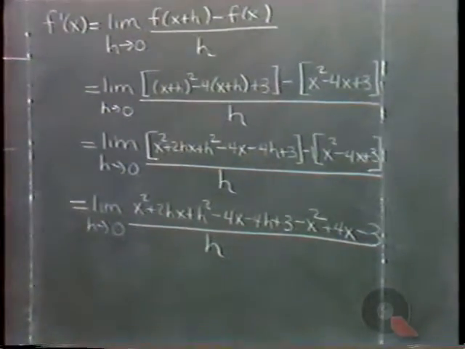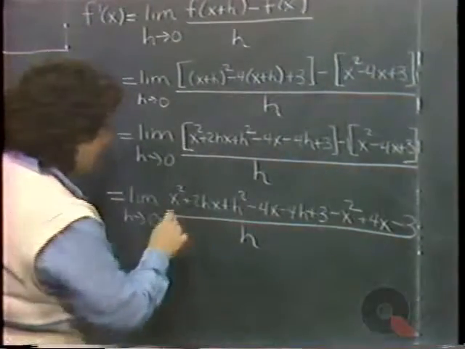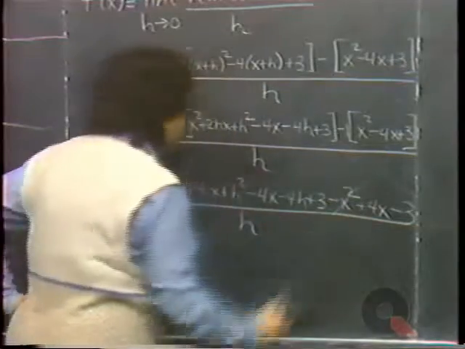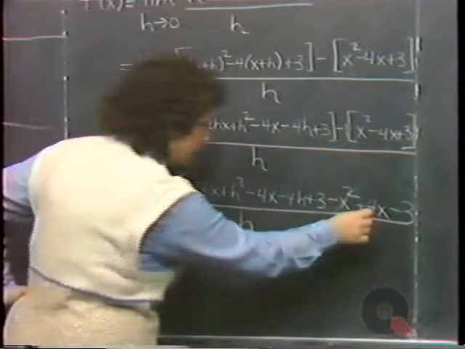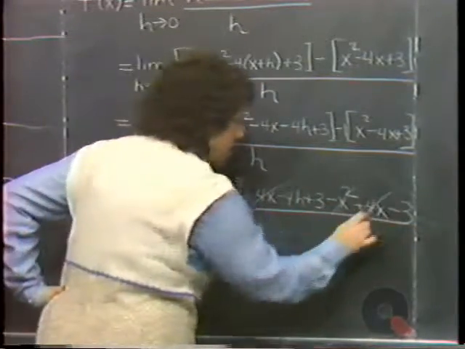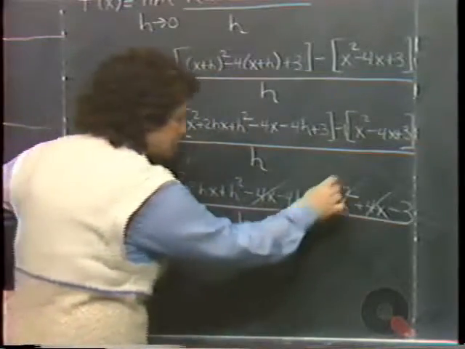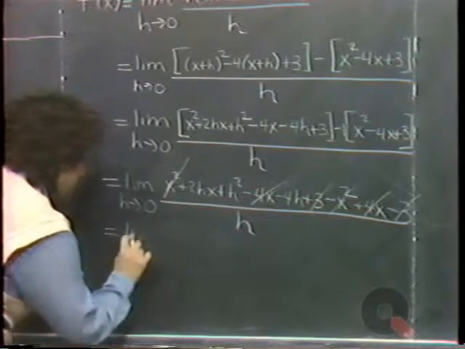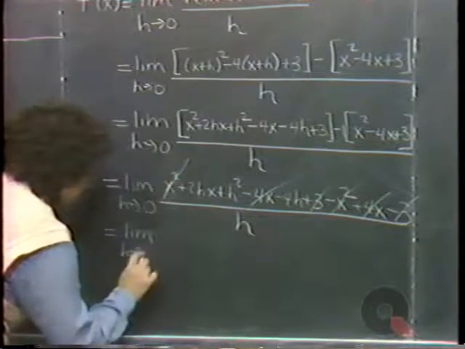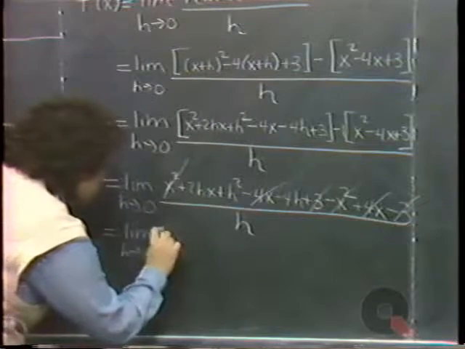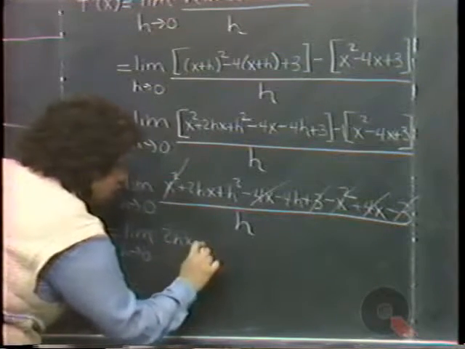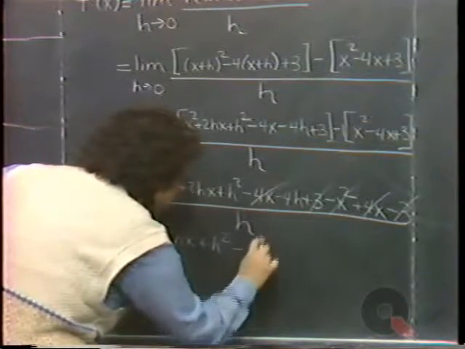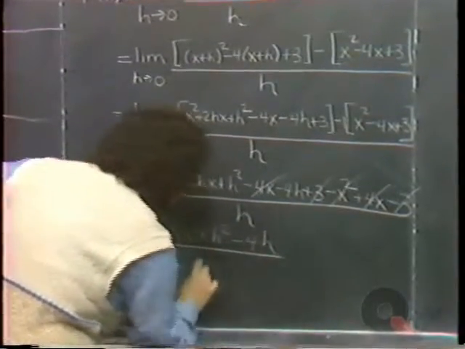Now, let's see if we can simplify the numerator. We have a plus x squared and a minus x squared. They cancel out. We have a minus 4x and a plus 4x. They cancel out. And the plus 3 and the minus 3 cancel out. So when the smoke clears, we're left with the limit as h approaches 0 of 2hx plus h squared minus 4h all over h.